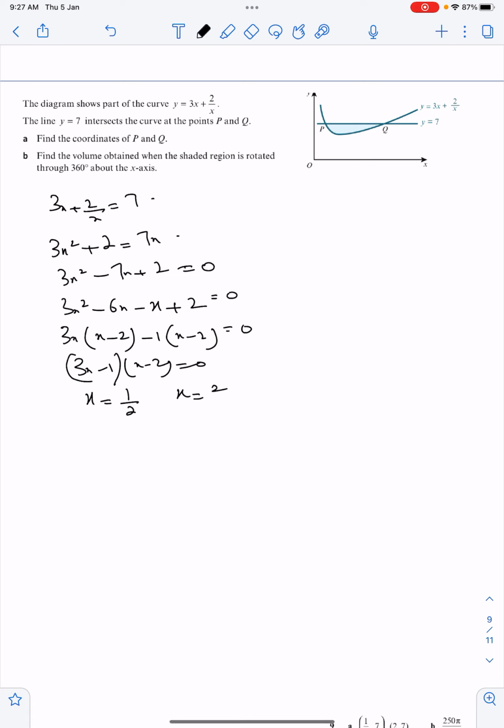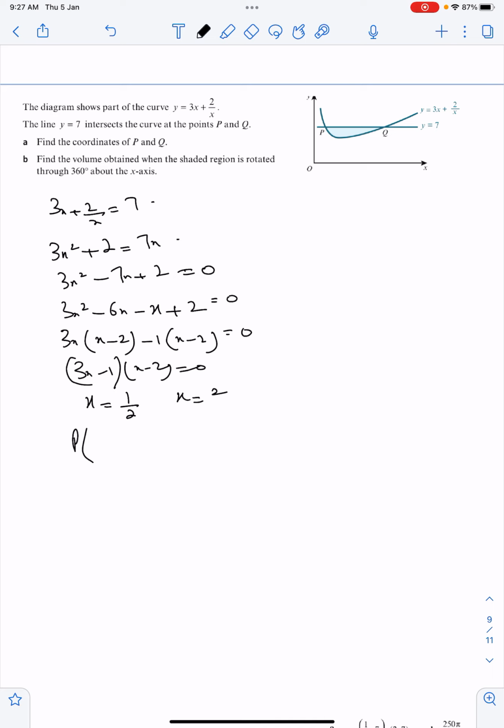Okay, now I have to find the y coordinates. Since I know that y is 7 on this line, the coordinates of both the points are: P is going to be 1 upon 3 comma 7, and Q is going to be 2 comma 7. These are the 2 points of intersection.